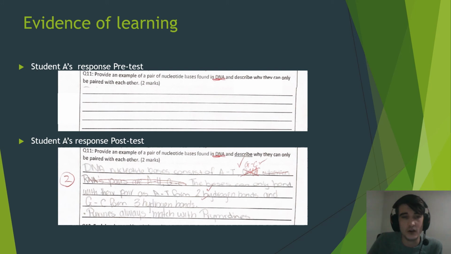So, evidence for learning. Here's an example of some of the feedback that I gave them on an exam question. You can see here, this is the same student, student A. In the pre-test, they just didn't answer because they didn't know anything about what we were talking about. Versus on the post-test, they answered the question correctly, and they got 2 out of 2. They did a great job.